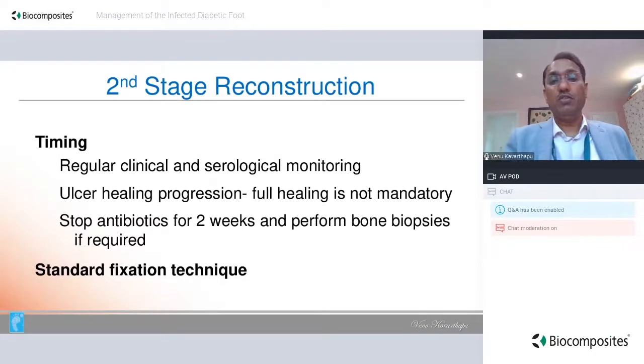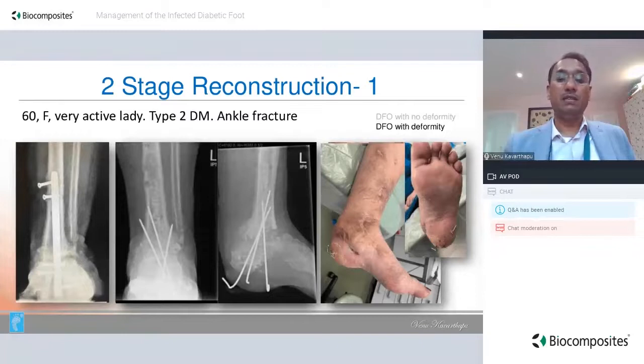So it takes about 6 to 8 weeks before you feel that you are ready for the second stage. You wait for progressive normalization of CRP, and it stays down below a normal level, and clinically the wound healing response remains optimal, and the blood sugar control remains optimal. And once you achieve that infection eradication status, you can proceed with the internal fixation or external fixation technique, whatever technique you fancy.